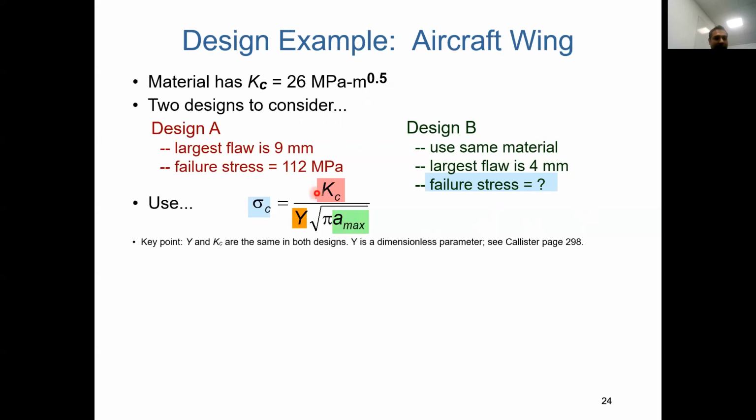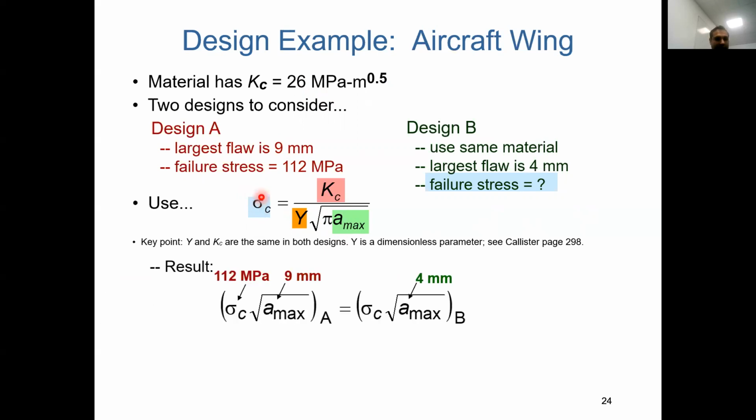A maximum 9. We have the Kc value, which is that one, and we can figure out what the maximum stress concentration is. So it will be 168 megapascal. That's the critical stress. So we can just work this one out. So this is one.